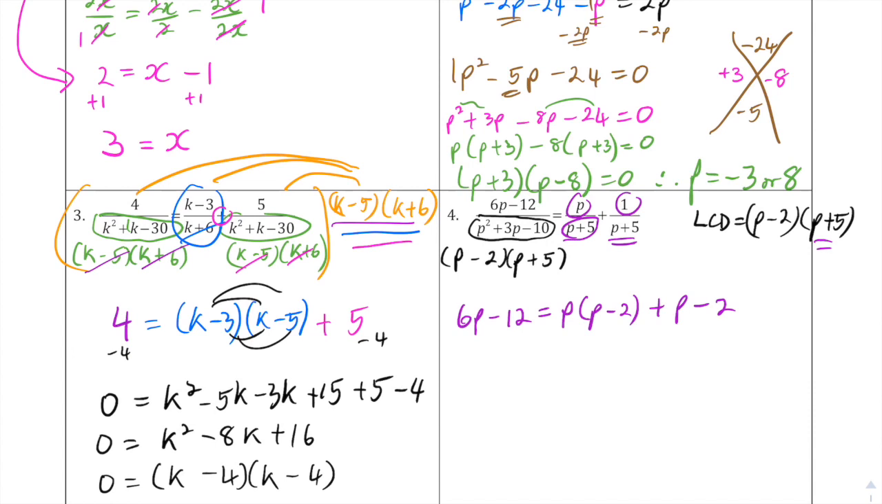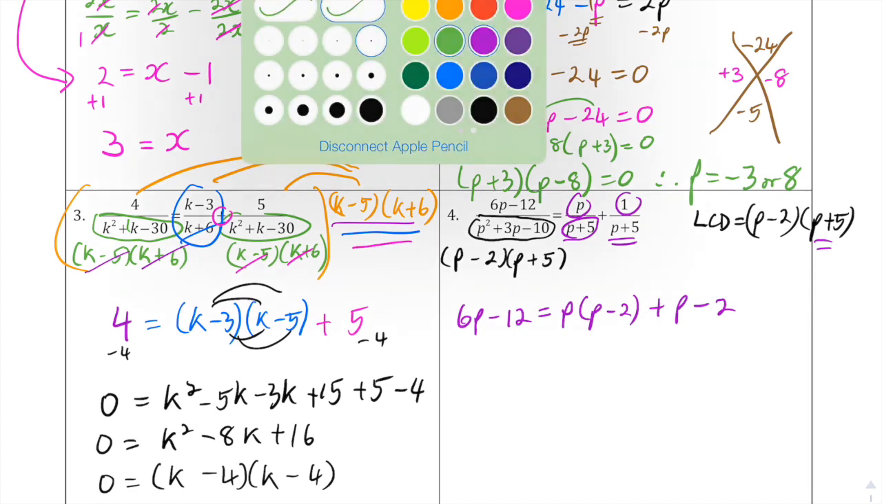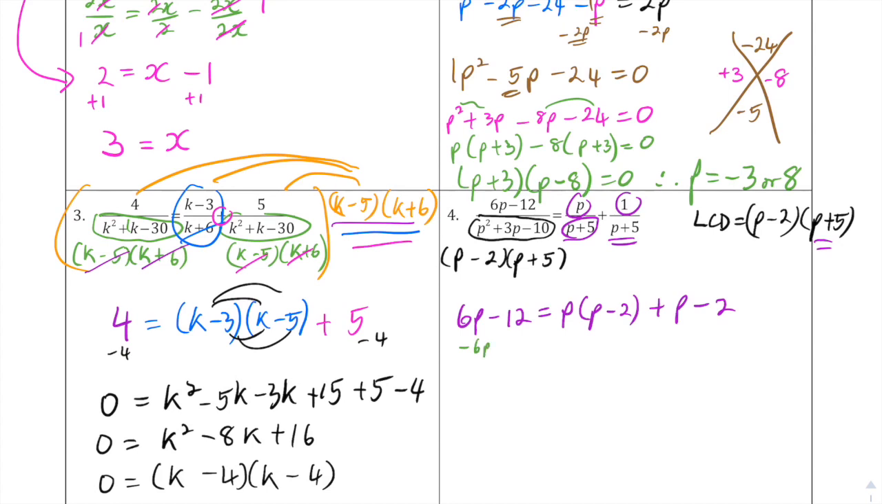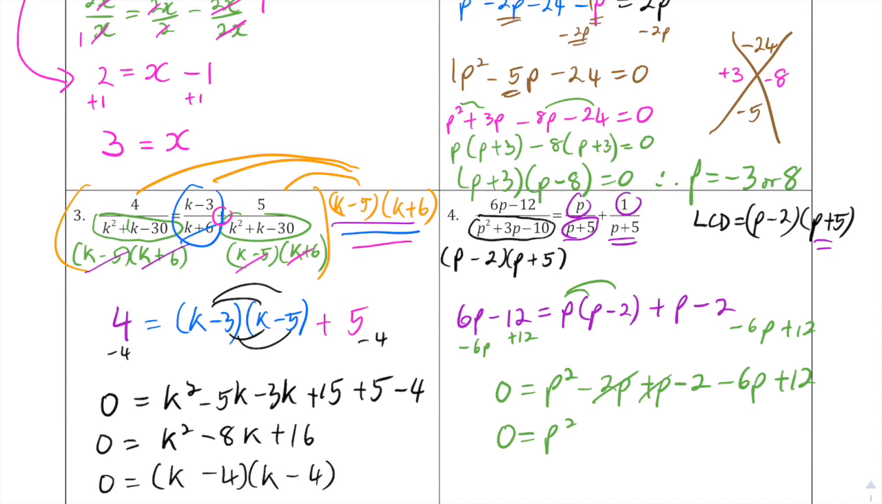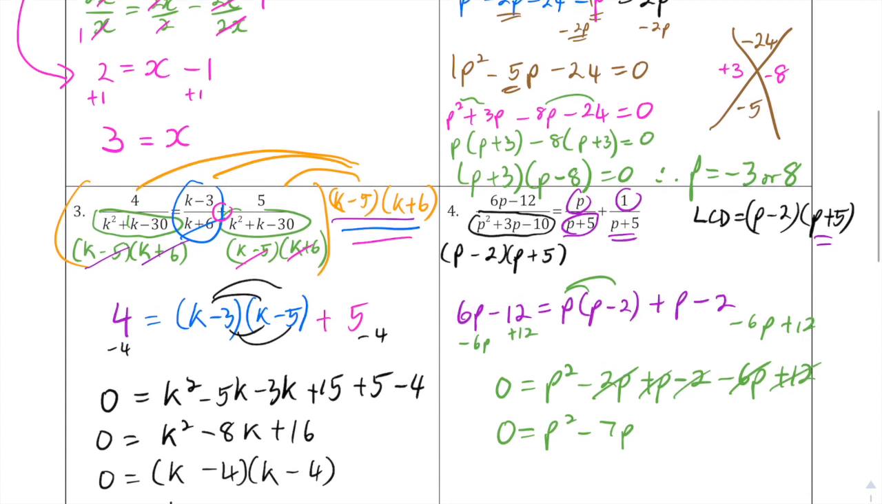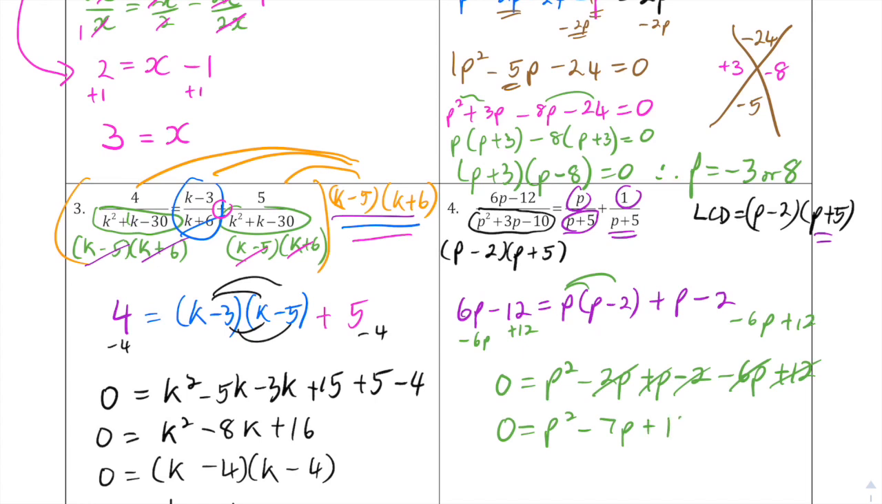Much like example 3, I need to do some rearranging, move everything to the right hand side. So let's just switch up some colors here. I'm going to subtract 6p and add 12, and at the same time I'm going to do some distribution over there. So on the left hand side I've got 0, p squared minus 2p plus p minus 2 minus 6p plus 12. Clean that up. P squared minus 2p plus p is minus 1p, minus another 6 will leave me with minus 7. Minus 2 plus 12 will leave me with plus 10.